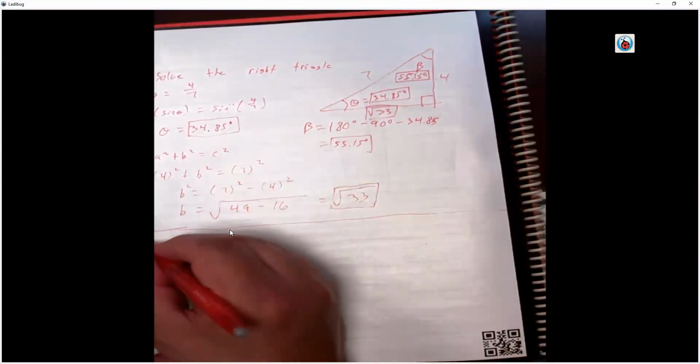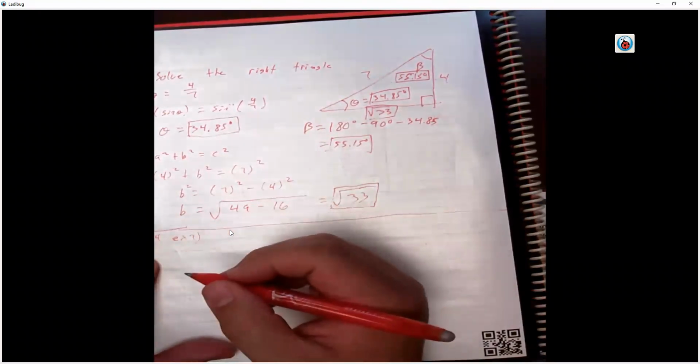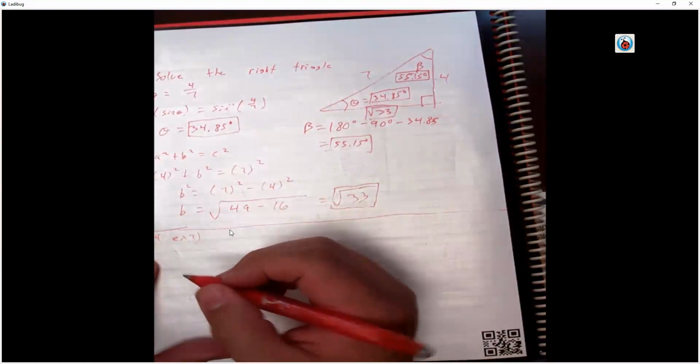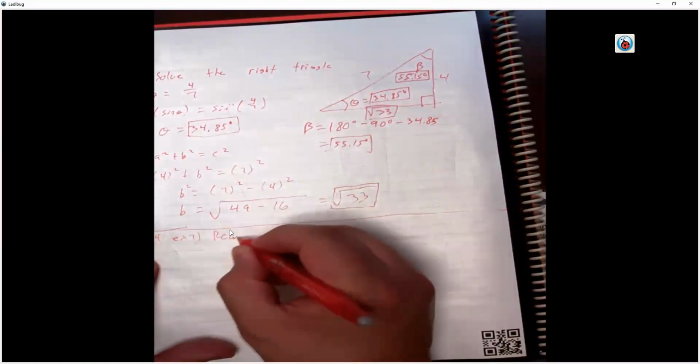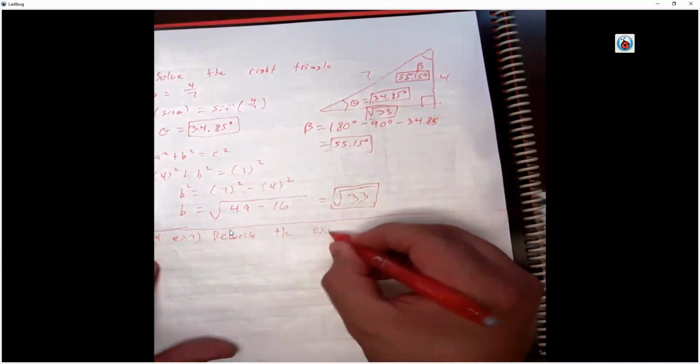We're at 6.4. Still 6.1. Got this from your homework. Rewrite the expression: sine of tangent inverse of x.